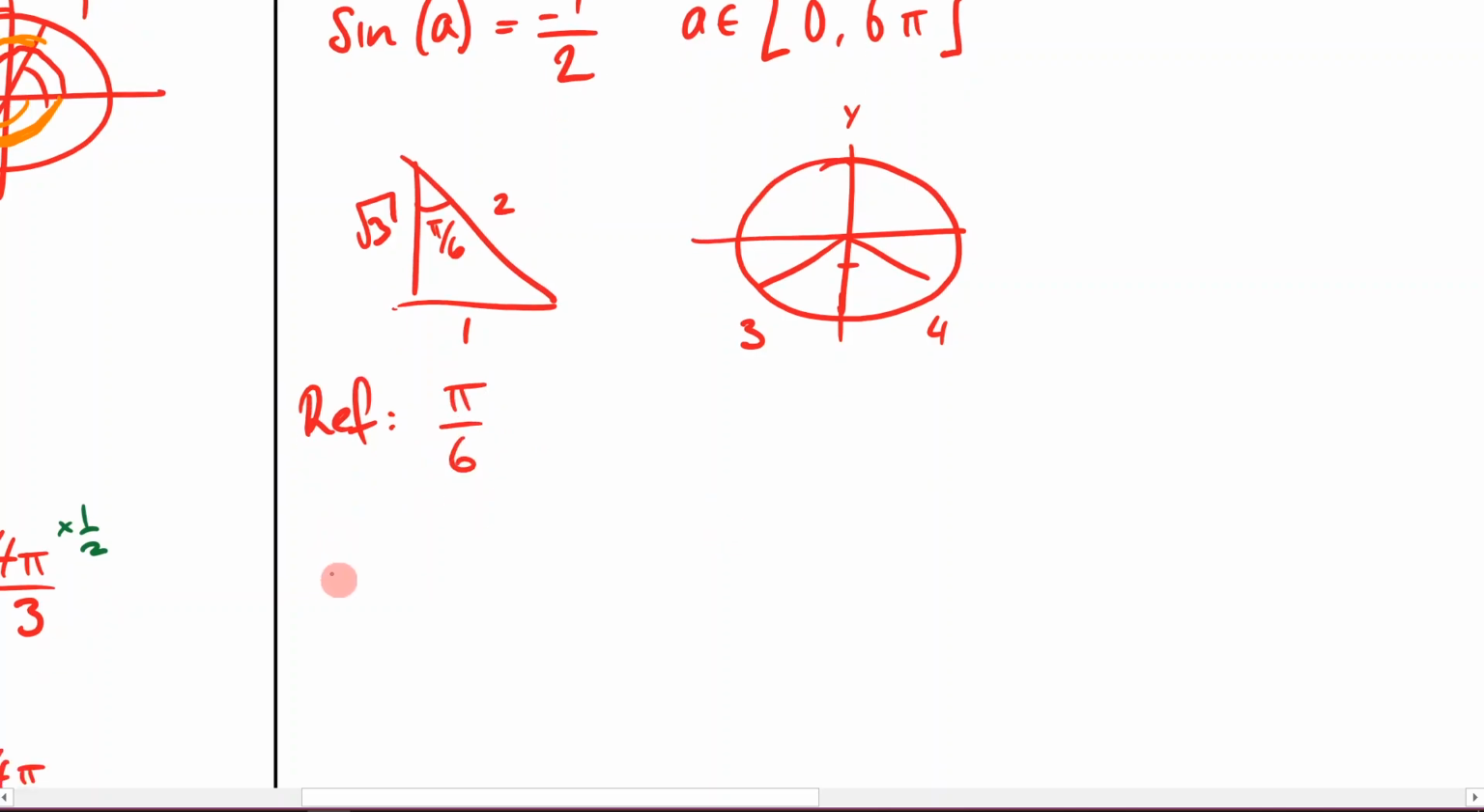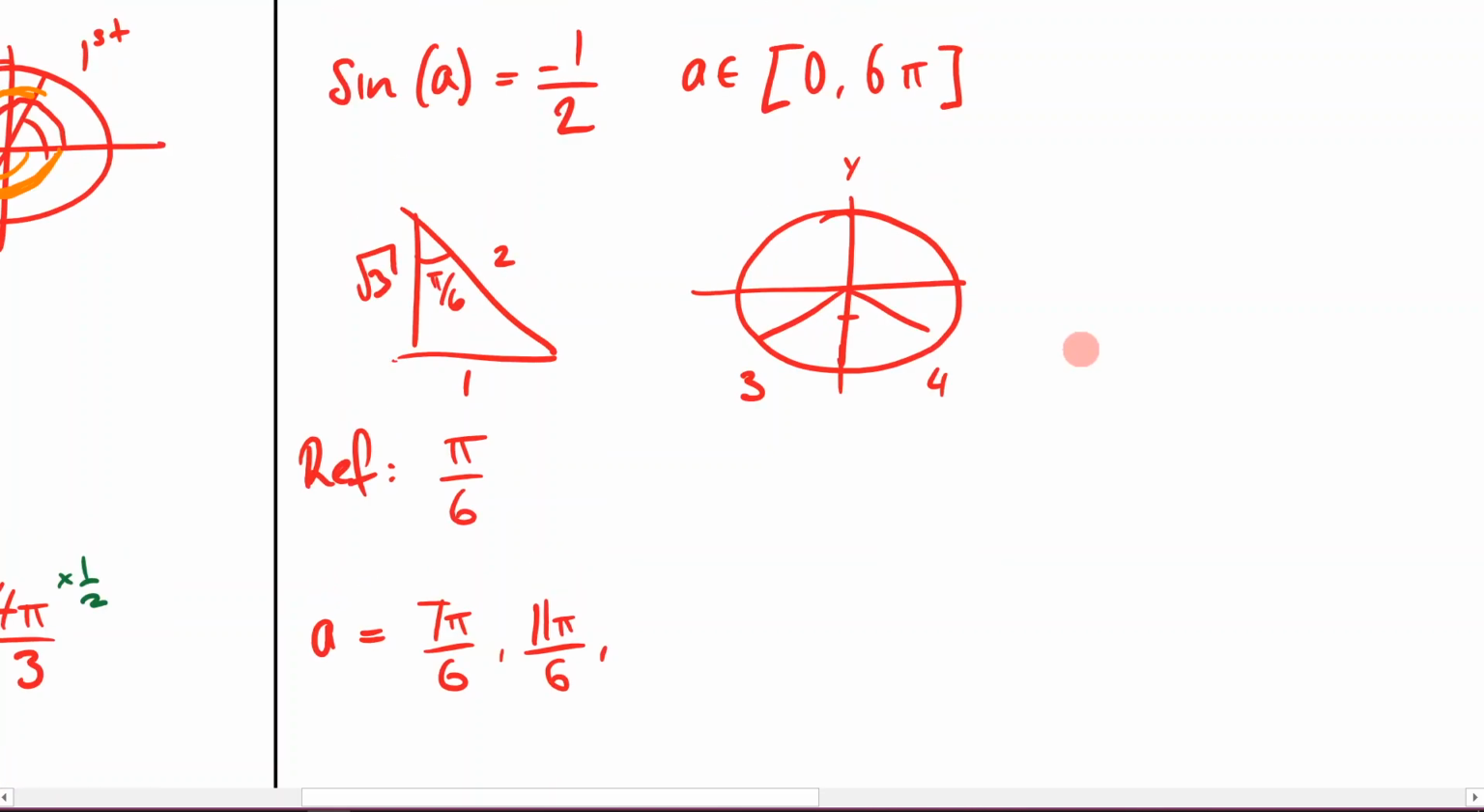And then I'm going to go, A is going to be equal to, well, if my reference angle is pi on 6 and I'm in my 3rd quadrant, that means it's going to be 7 pi on 6. And then to go to my 4th quadrant, it is going to be 11 pi on 6.